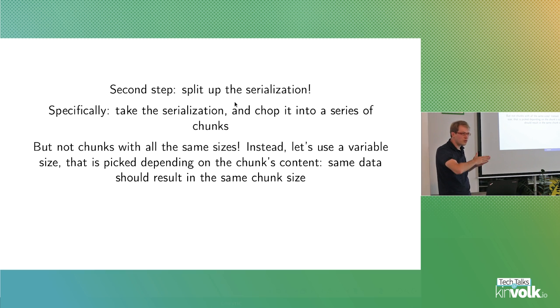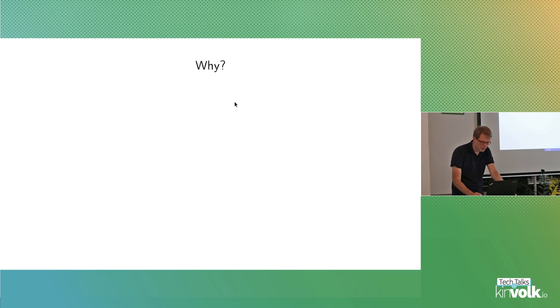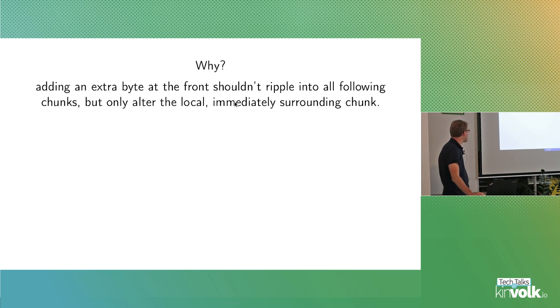Right? The other option, of course, is to always pick equally sized chunks. If you do that and you add one byte to the beginning of the serialization, then of course all the chunks all the way to the end will change, because in every single chunk, one byte will be flushed out, basically, and everything will be moved to the right. So the core idea really is: do not use fixed size chunks, but use variable size chunks and make the chunk size dependent on the content. So yeah, adding an extra byte at the front should not ripple into all the following chunks.